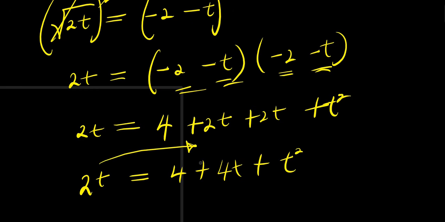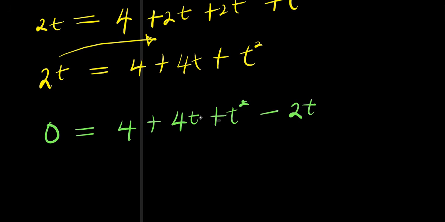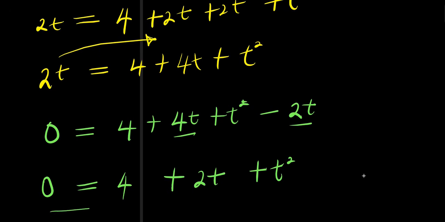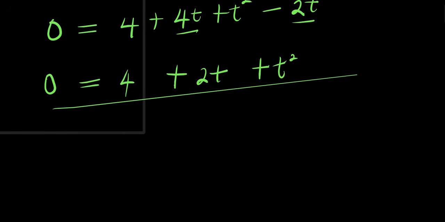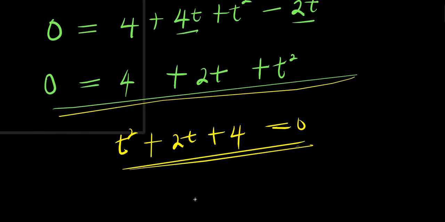We move this over here. We have 0 equals 4 plus 4t plus t squared minus 2t. 4t minus 2t, that is 2t. We have 0 equals 4 plus 2t plus t squared. This becomes a quadratic equation that we are going to solve. So we have t squared plus 2t plus 4 equals 0 by rearranging it.